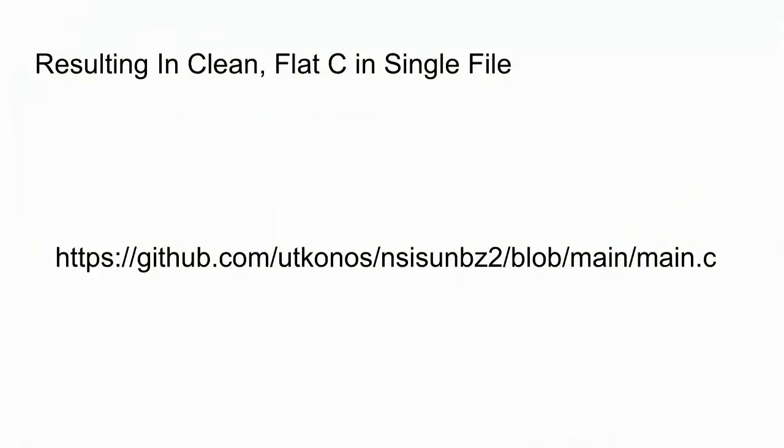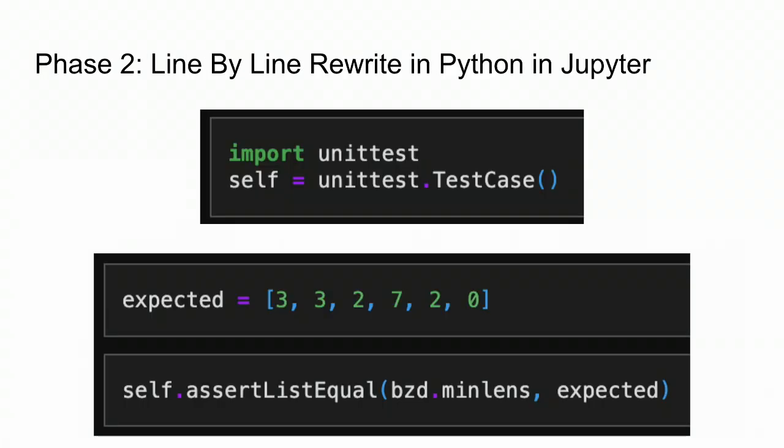And so the result is just a single flat clean C file. I kept it around. This is not actually part of the project anymore, but I just kept it around for my mental notes and to see how it was done, so I can go back to it and look at it. So then I went through and did a line-by-line rewrite in Python, and this is actually a hint.